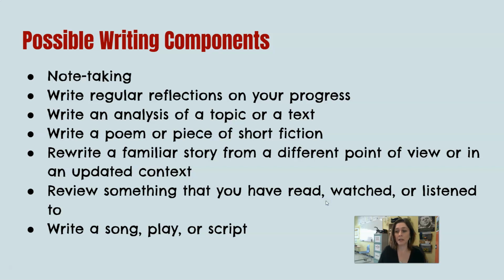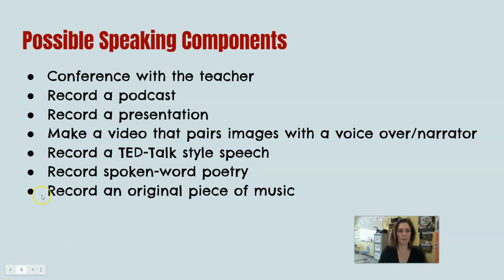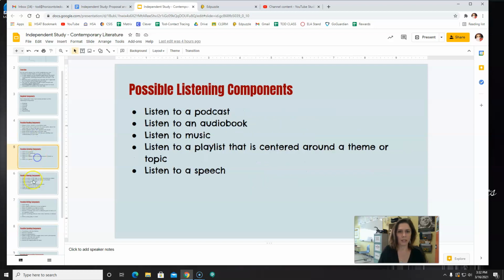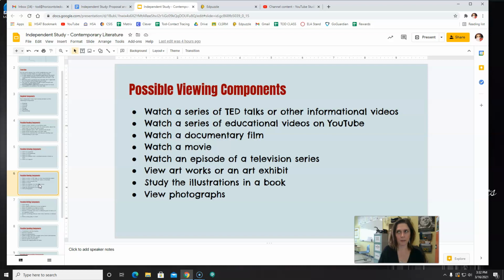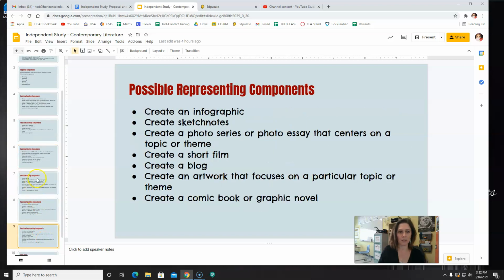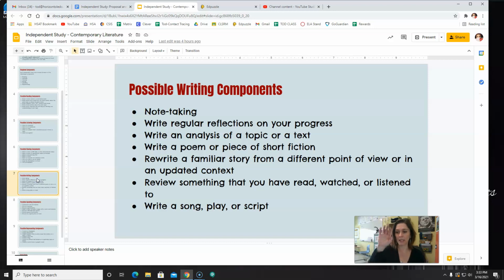Some possible writing components. You know what? Back up. I screwed up. When we talk about reading, listening, viewing, those are actually all inhale. Okay? Somebody came to my door while I was recording and interrupted me and confused me. So these are all inhale. These are all how we obtain information. Okay? This is how we get the information. The last 3, again, writing, speaking, representing, are all exhale. This is how we get the information back out of us.